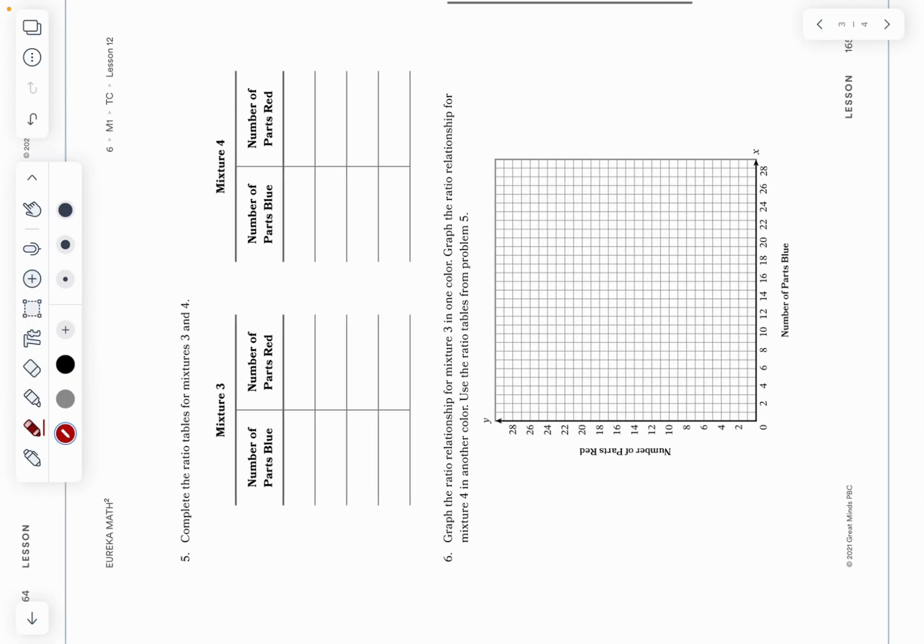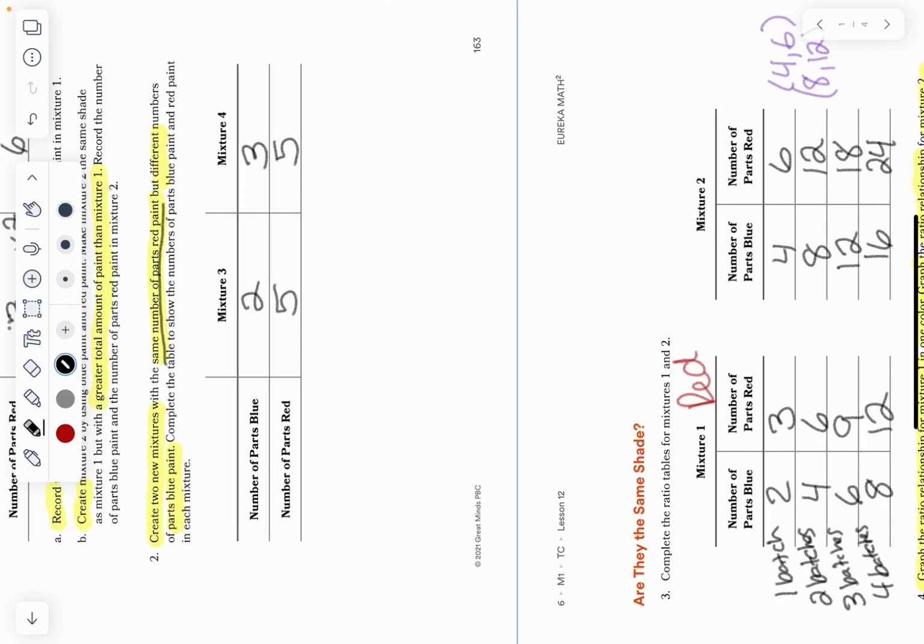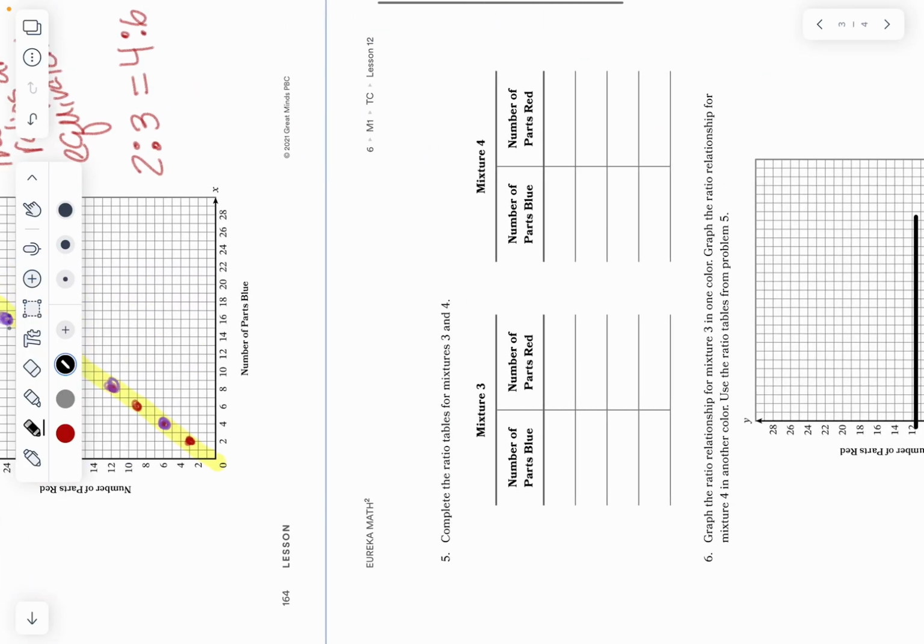All right, let's look at mixture 3 and 4. So now we're going to go back to the original question. So mixture 3, I said my ratio was 2 to 5, and mixture 4 is 3 to 5. And again, I'm just going to follow the same pattern I did with the first one. That's 1 batch. Next would be 2 batches, so I would need to multiply each one of the numbers by 2. 2 times 2 is 4, 2 times 5 is 10, and then times 3. 3 times 2 is 6, 5 times 3 is 15, and then 2 times 4 is 8, 5 times 4 is 20.